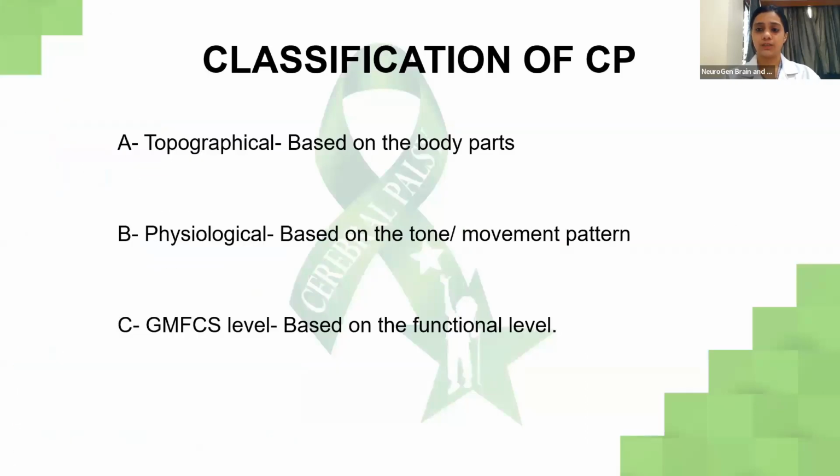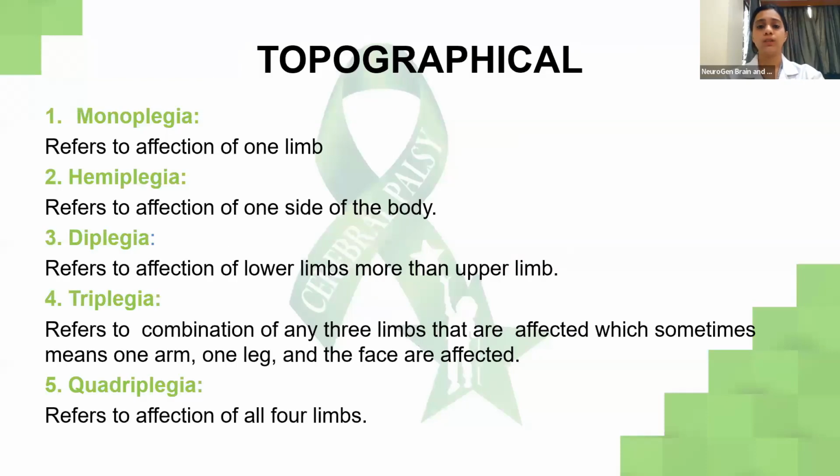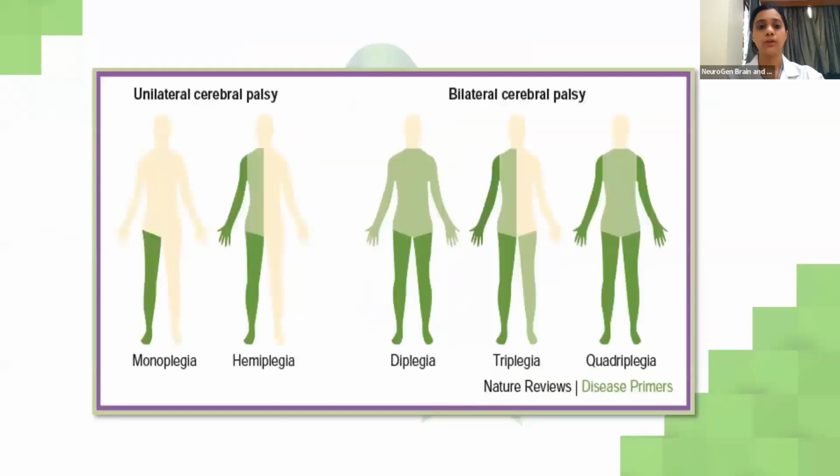What is the classification of cerebral palsy? It is divided into 3 types: topographical classification, physiological classification, and GMFCS classification. The topographical classification is based on the body parts. Monoplegia, one limb is affected. Hemiplegia, one side of the body is affected. Diplegia, the lower limbs are more affected than the upper limbs. Triplegia, any one side plus one limb is affected. Quadriplegia, all the 4 limbs are affected.